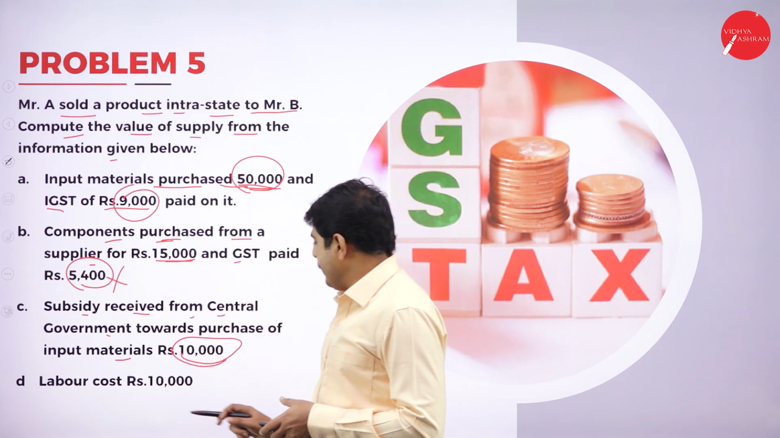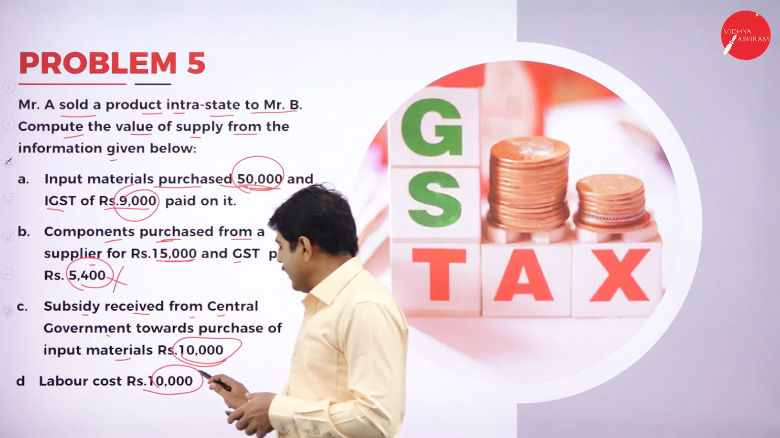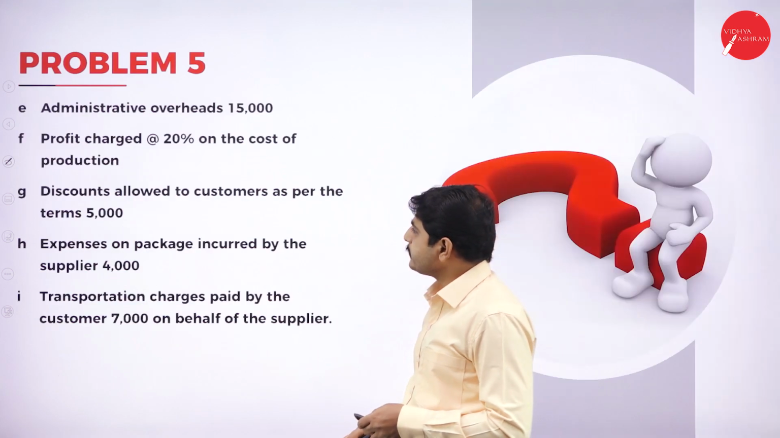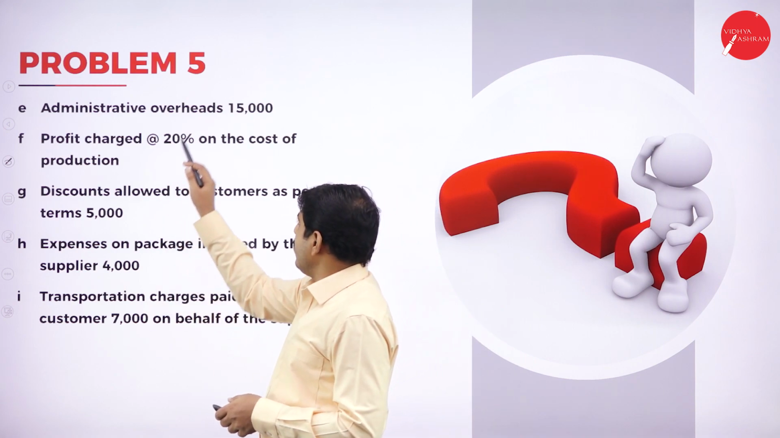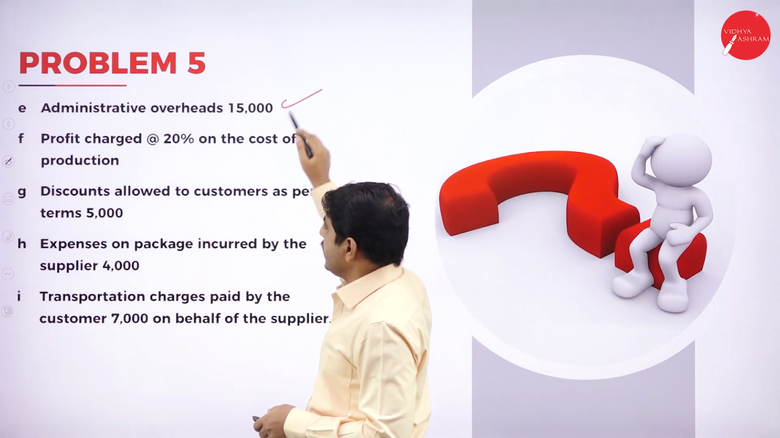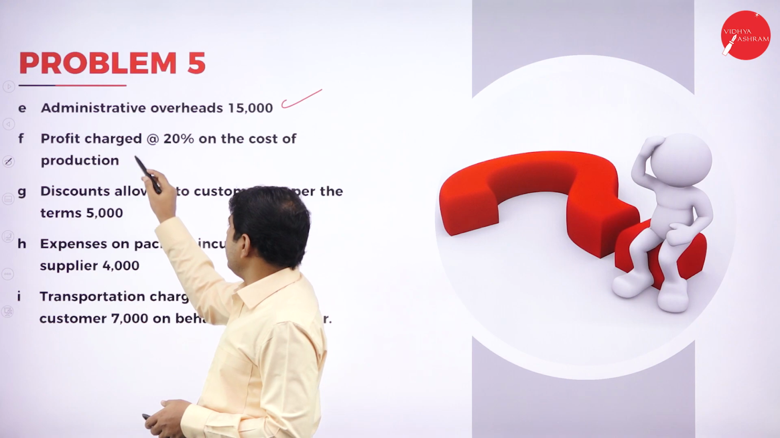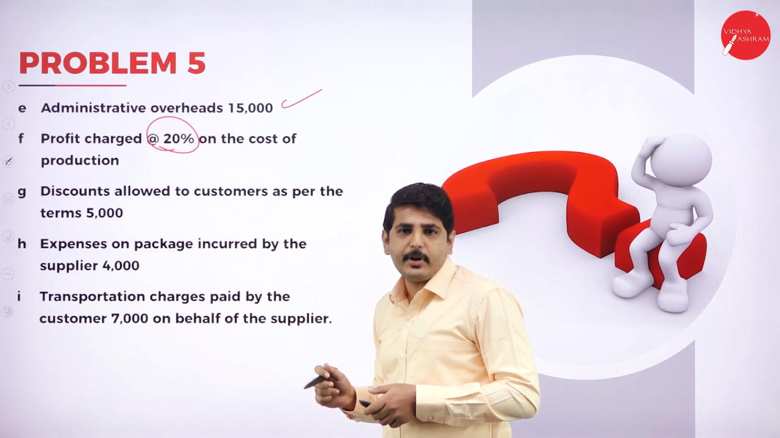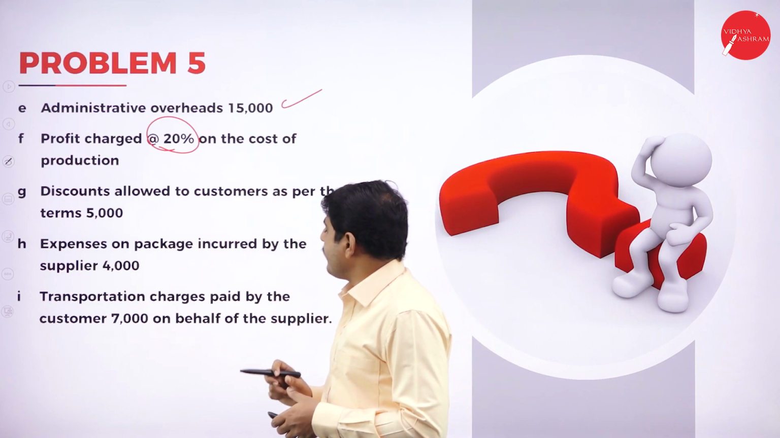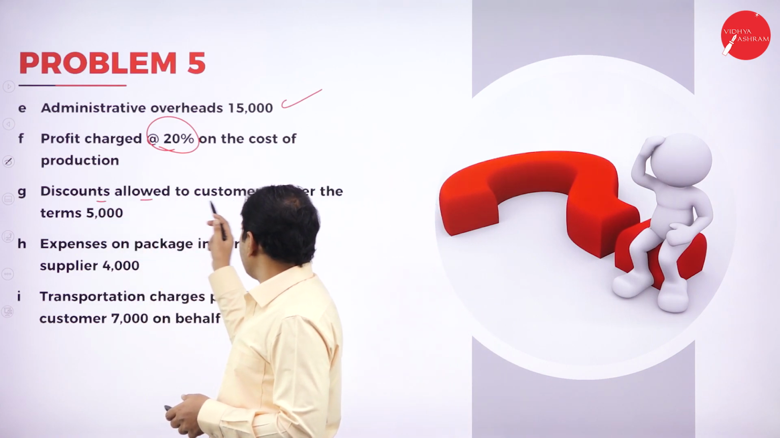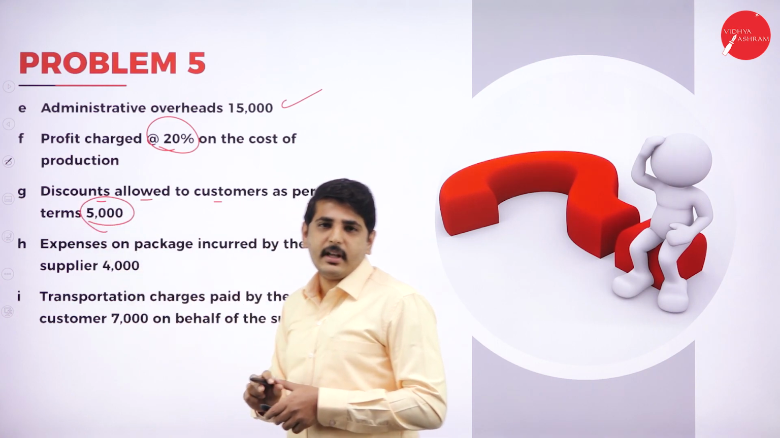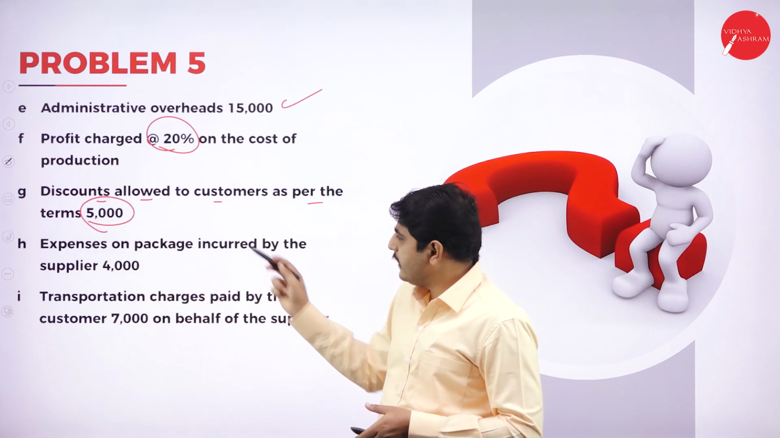Next one, labor cost 10,000. We can add this amount. See, subsidy don't take. Labor cost we can take. Administrative overheads. So we can take administrative overheads. Next one, profit. We can add the profit later after adding all the cost of production. Next one, discount allowed to customers as per the terms 5,000. Later after adding the profit we can get the discount.